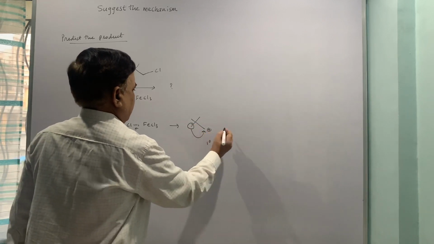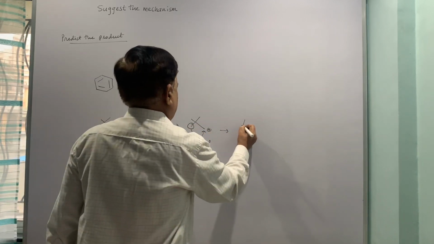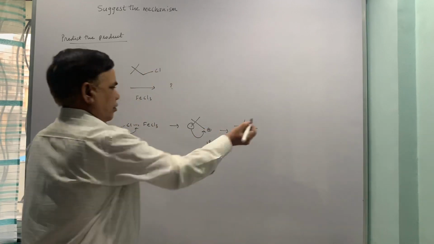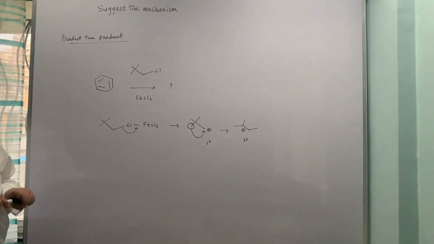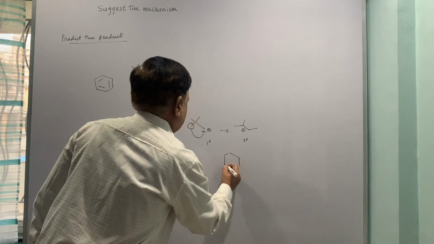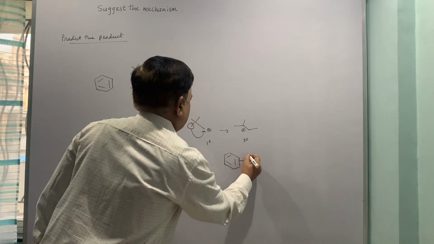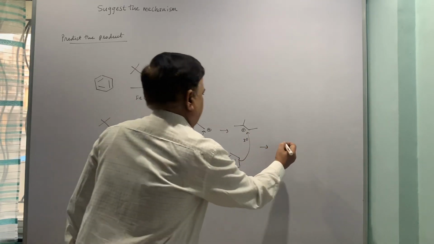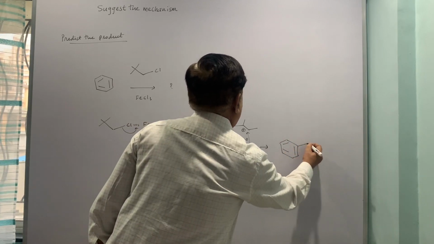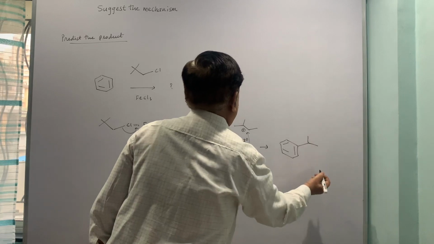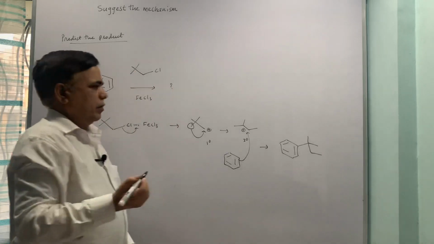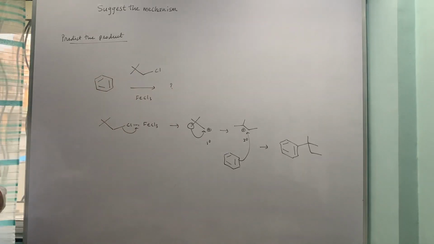Methyl shift makes it tertiary. So this kind of Wagner-Meerwein rearrangement is well known, and when this interacts with benzene you are bound to get the rearranged product, wherein your benzene carbon will get bonded to the tertiary carbon. So that is the product of rearrangement.